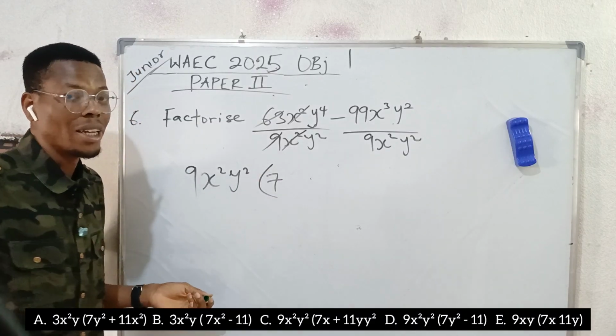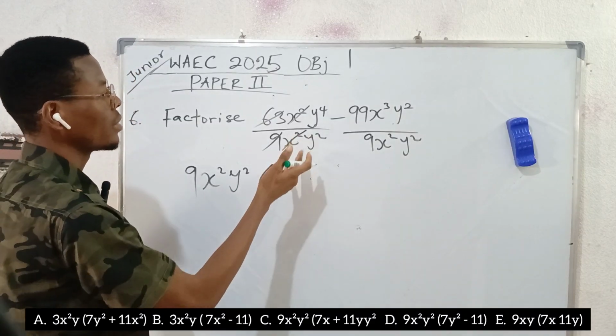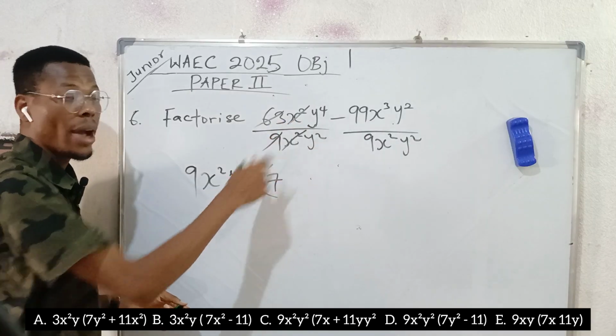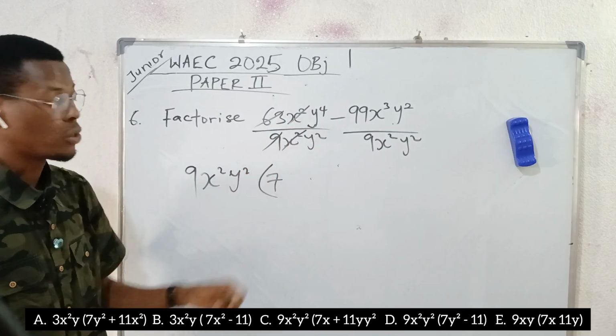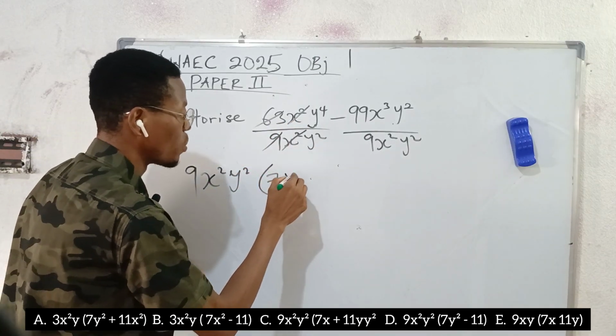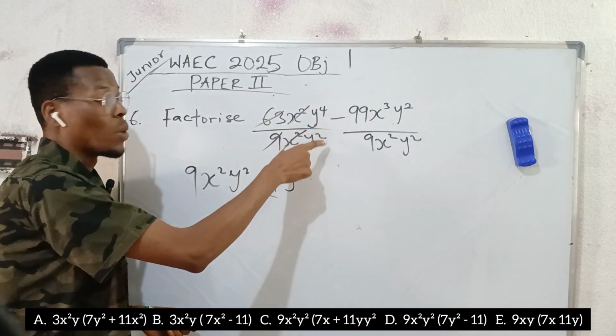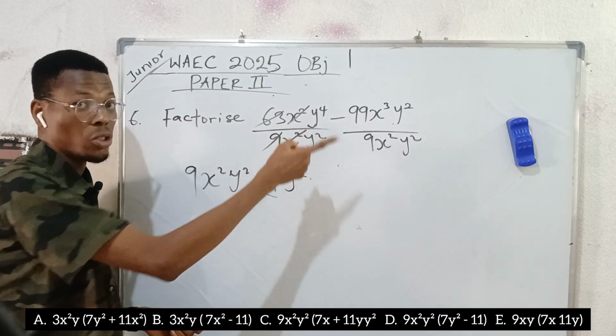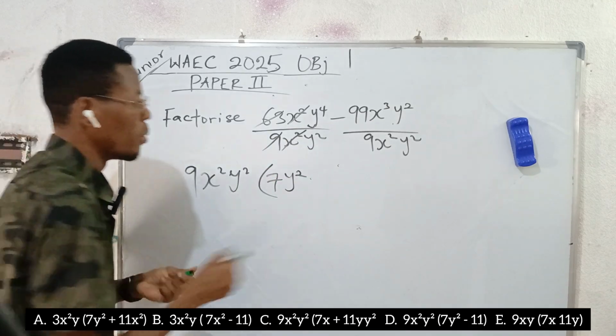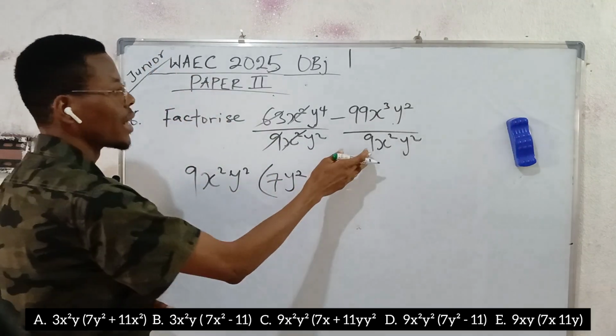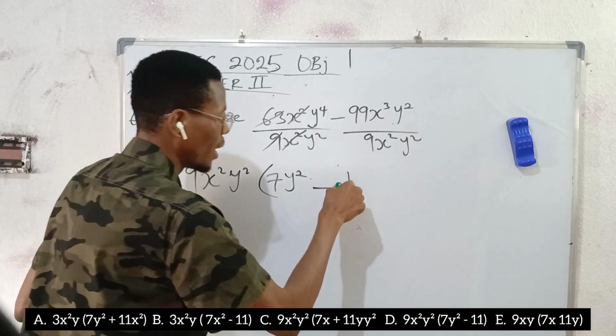We don't need to put 1 here. It doesn't change anything. Then y raised to the power of 4 divided by y raised to the power of 2 will give us what? Y raised to the power of what? Y raised to the power of 2. Are you seeing it? Because here, the 4 will actually minus 2. Yeah, 4 minus 2 gives us what? 2. Then, minus. Now, 9 in 99 gives us 11.